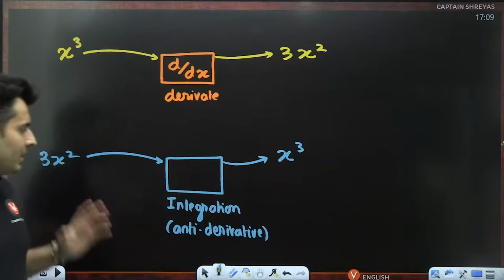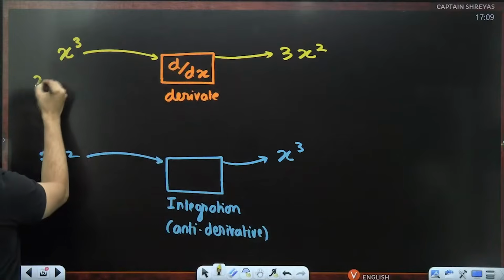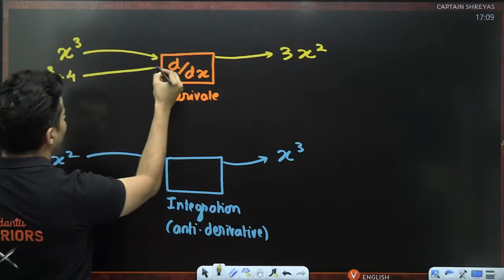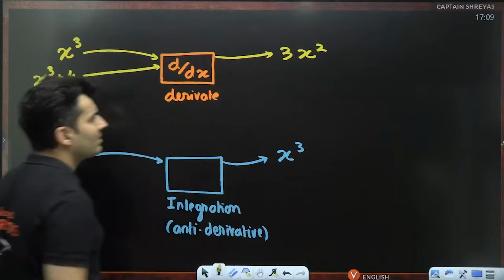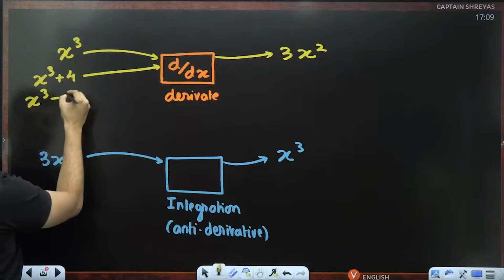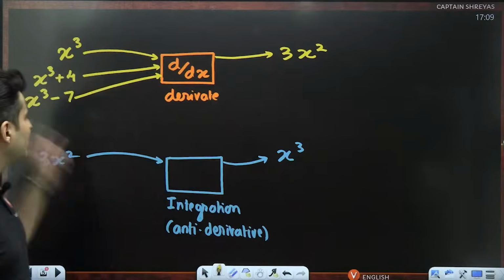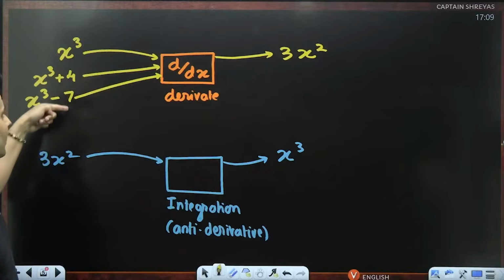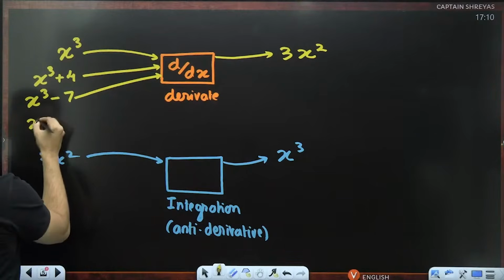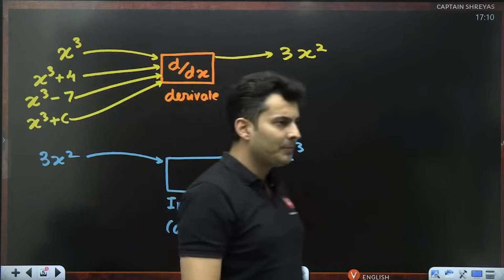Everyone with me? Cool. Now I have a problem over here. The problem is as follows. If I ask you what is the derivative of x cube plus 4, well, if I put that as the input, still I will get the output as 3x square. What if I put the input as x cube minus 7? Still the output is 3x square. The reason is the derivative of the constant term will be 0. So in general, if I put x cube plus some constant, the answer is still going to be 3x square.